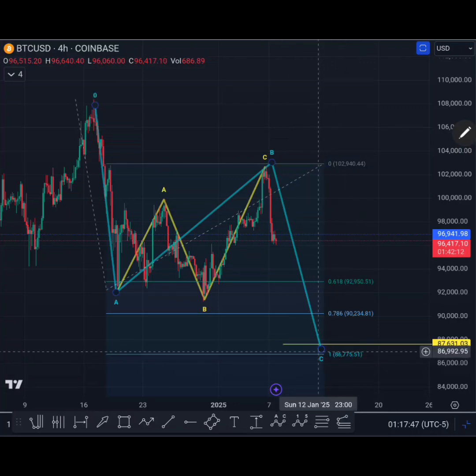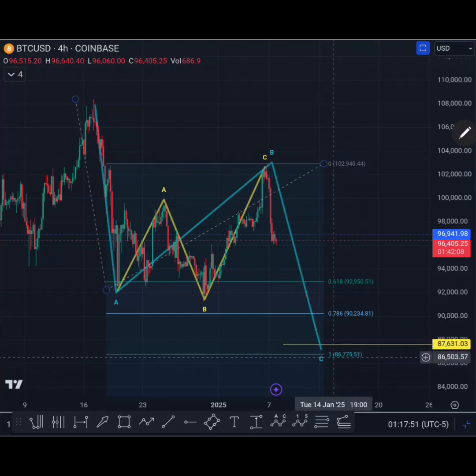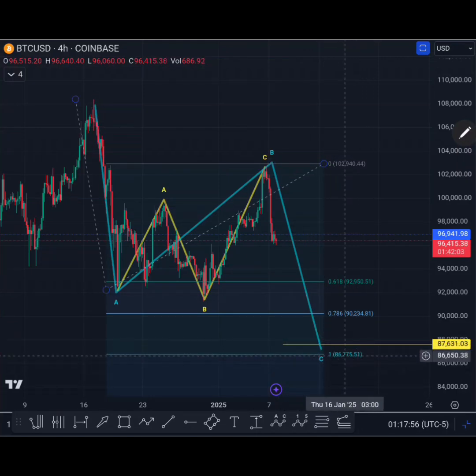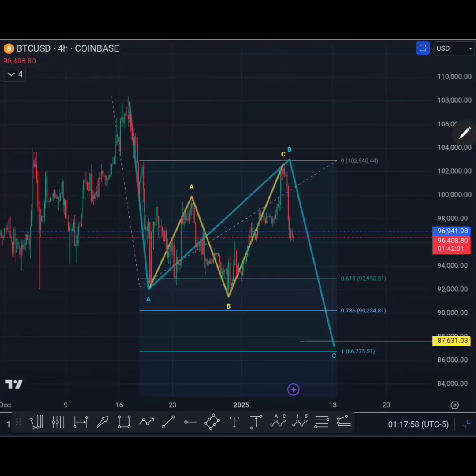So maybe you fall short of it. Maybe it pushes past that Ichimoku cloud target. Maybe it reaches past the 0.5 fib retracement of wave 3. It's a target if it comes down that way.